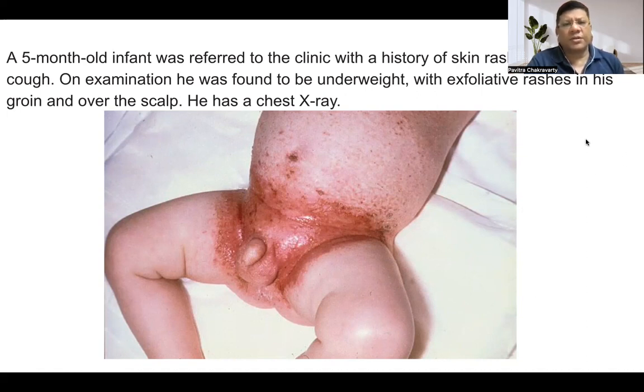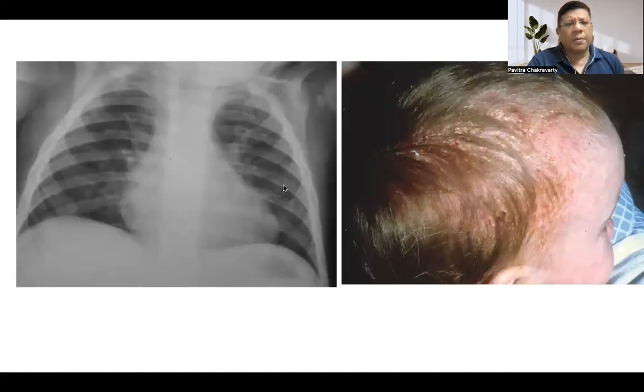To read it again: a 5-month-old infant referred to the clinic with a history of rash and persistent cough. On examination, he was underweight, with exfoliative rashes in his groin and over the scalp. He had a chest X-ray. So you can see some findings in the X-ray, and you can see the scalp as well.